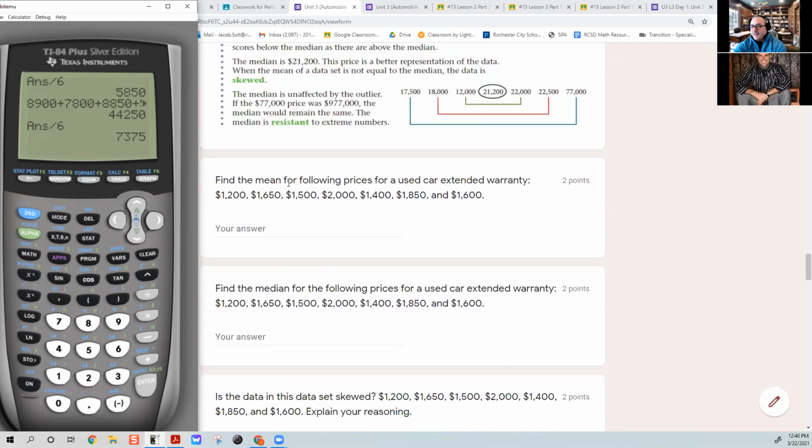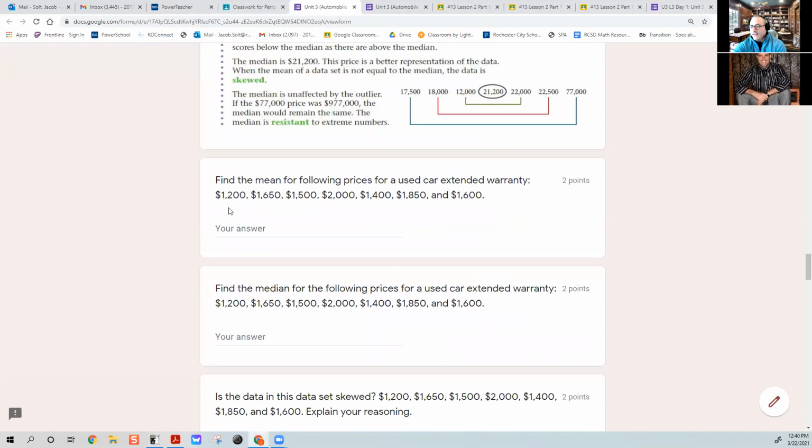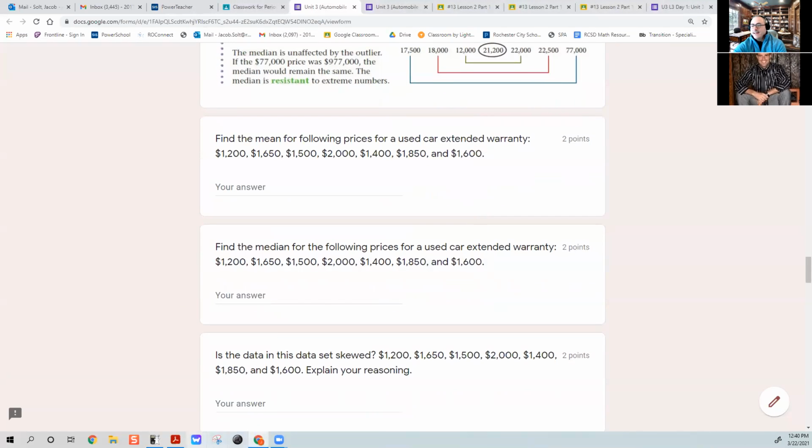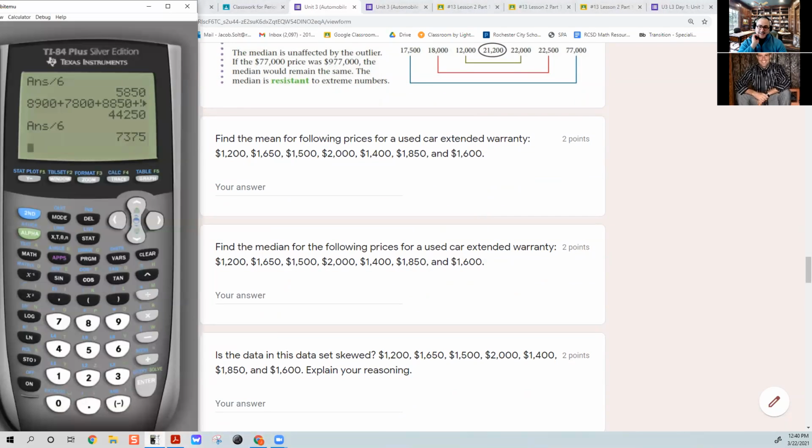All right, I'm going to have you find the mean and the median for the same data set. This data set here is the same as the data set here. So let me give you a minute to find both the mean and the median of these two data sets.